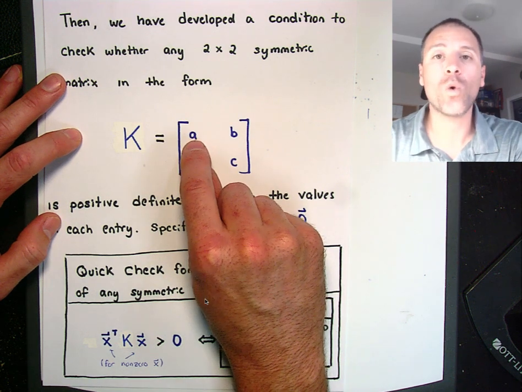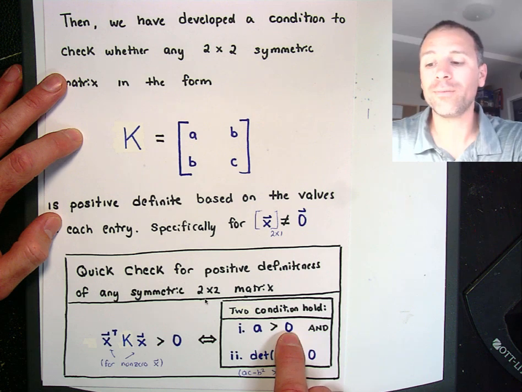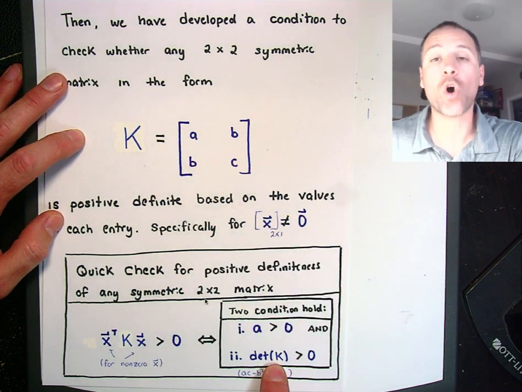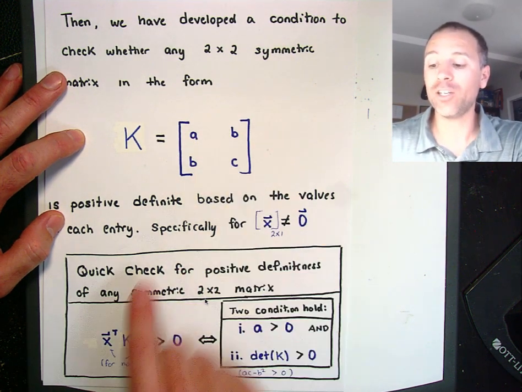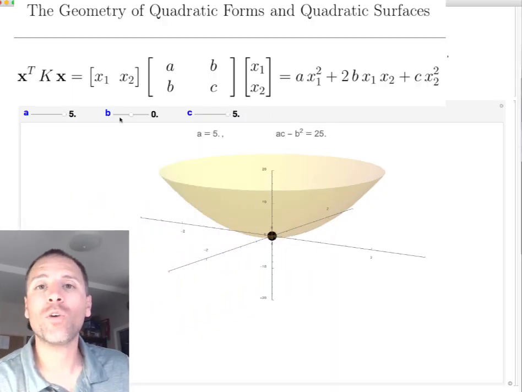Look at entry 1, 1, or the value of A. If A is greater than 0, and simultaneously, if the determinant of that matrix is also greater than 0, if AC minus B squared is greater than 0, I immediately know that that matrix is positive definite. I do want to give the geometric interpretation of what's happening here.